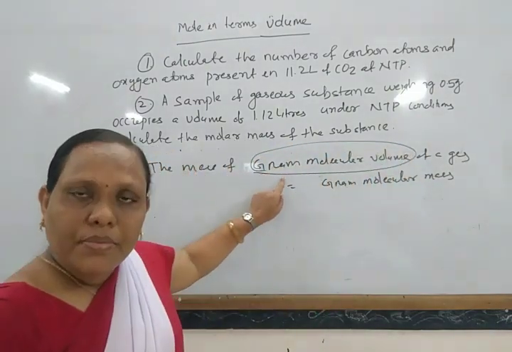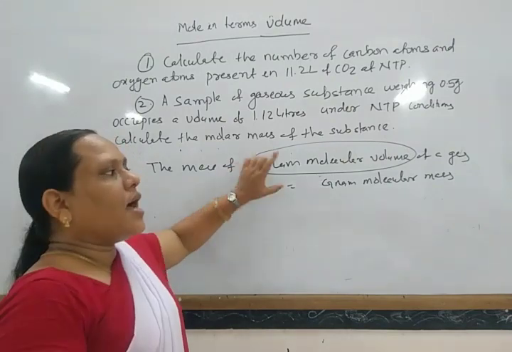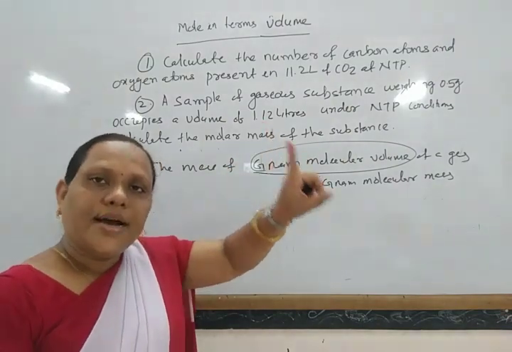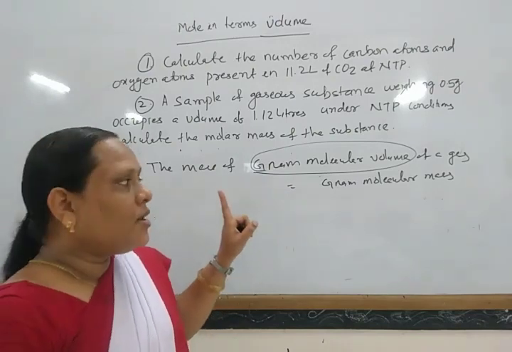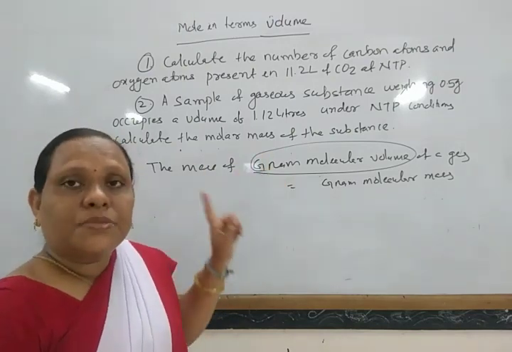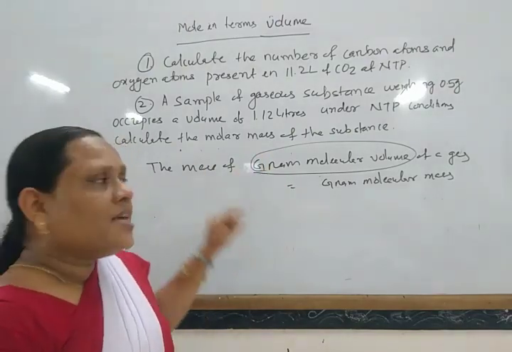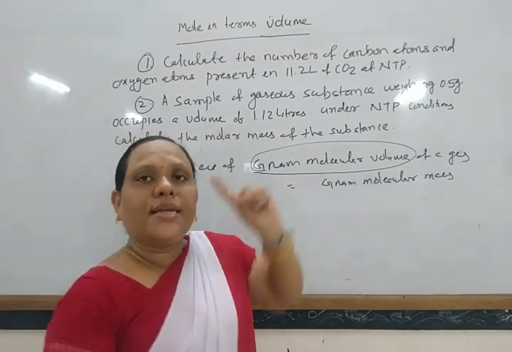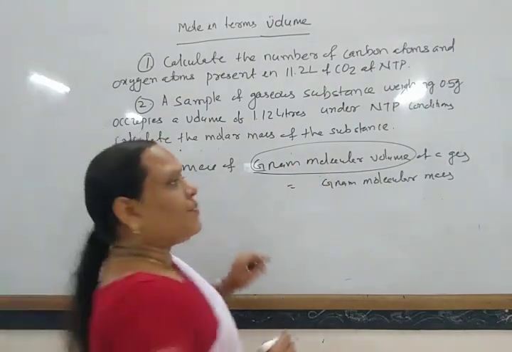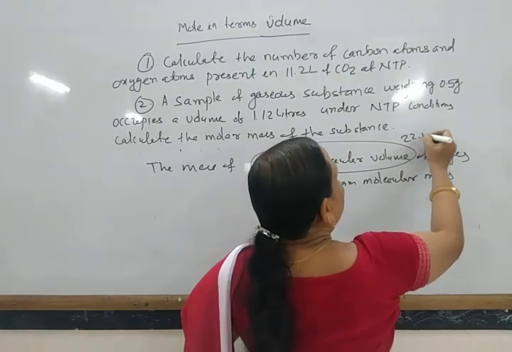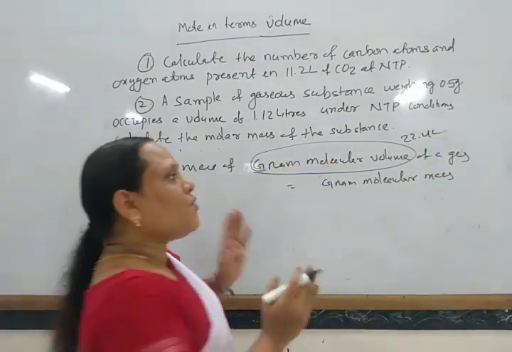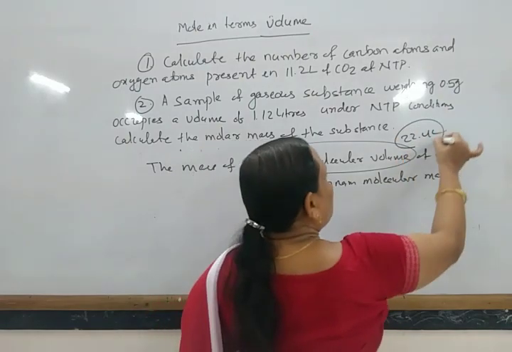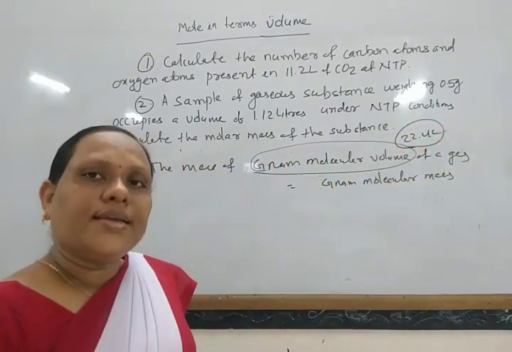And what is the value of gram molecular volume? Gram molecular volume for any gas is constant. As 1 mole is constant, that is 6.022 × 10^23, similarly gram molecular volume at NTP is always a constant, that is 22.4 liter. So we have to find out what is the weight of 22.4 liter of the gas.